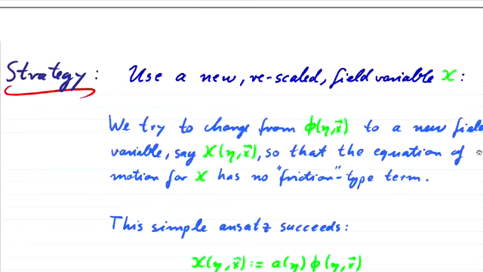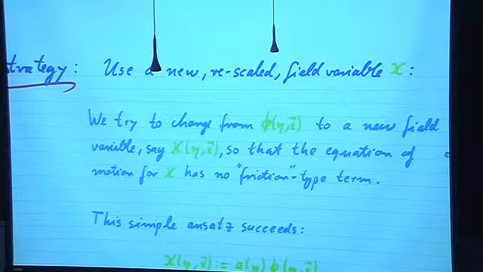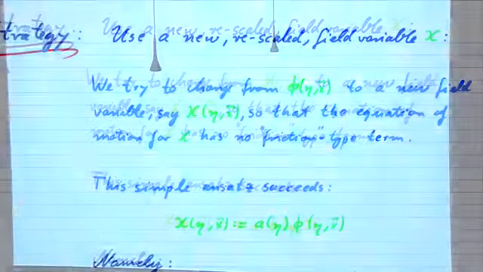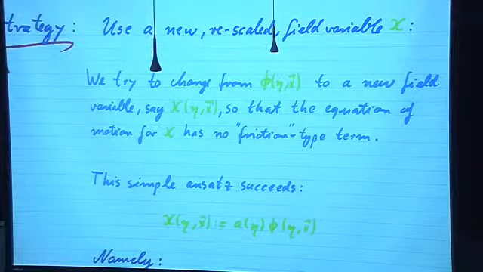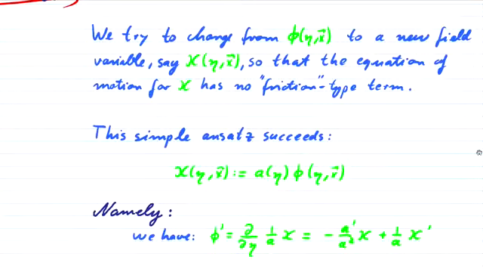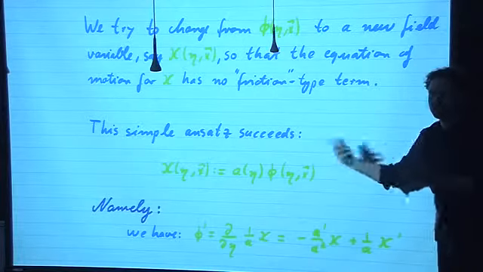We will use a new field variable. Instead of phi, we will use chi. And the chi needs to be chosen cleverly. We will choose a field variable chi so that the equation of motion for chi has no friction type term, which is to say no term that's proportional to chi prime. Let's keep in mind we're going to solve the same old equation. We're just doing it in a slightly different set of coordinates.